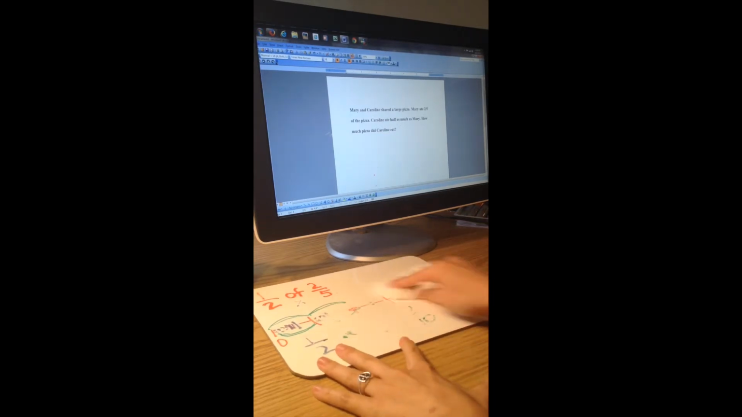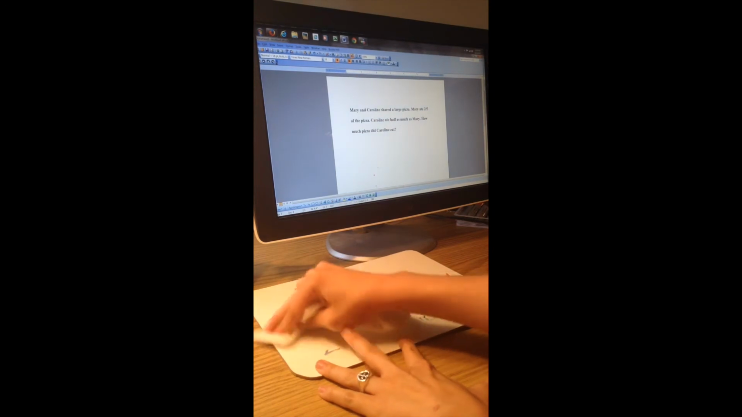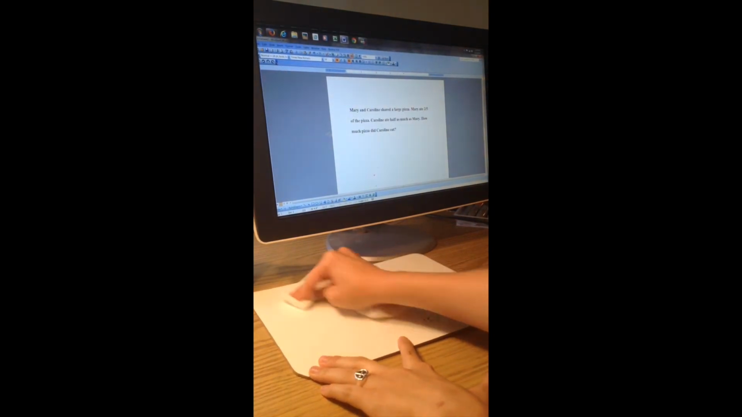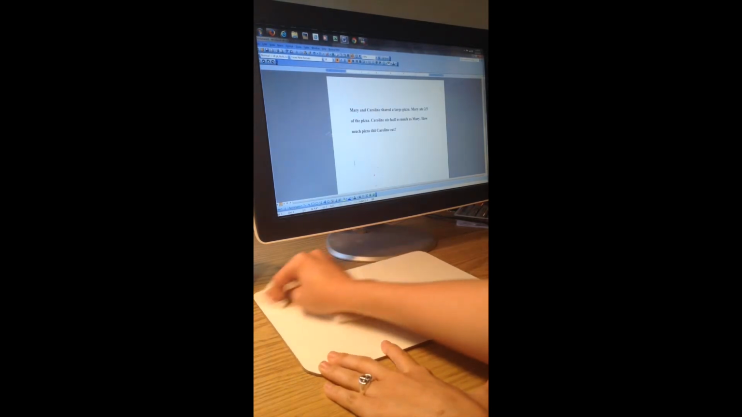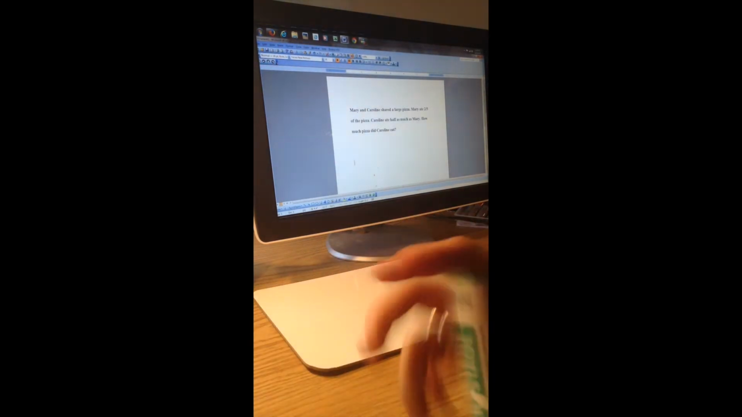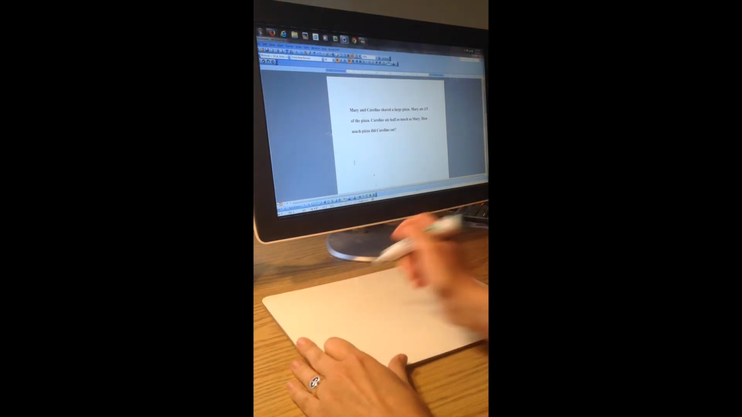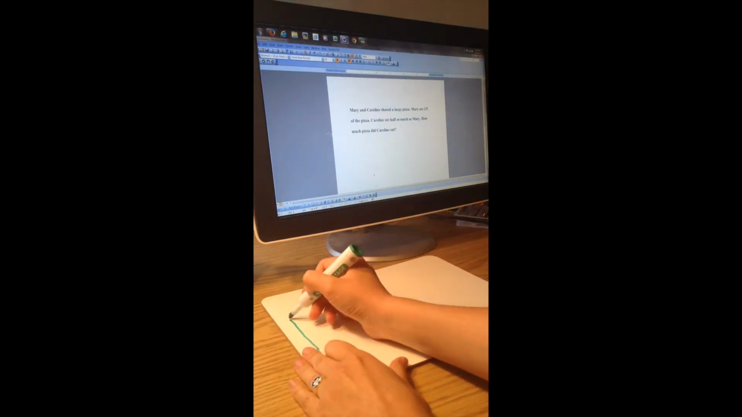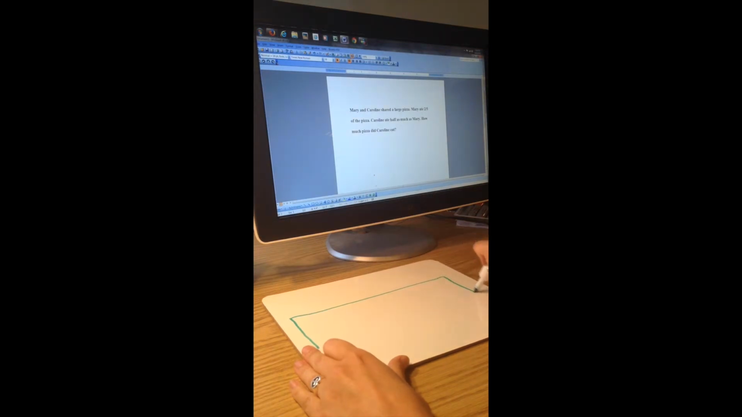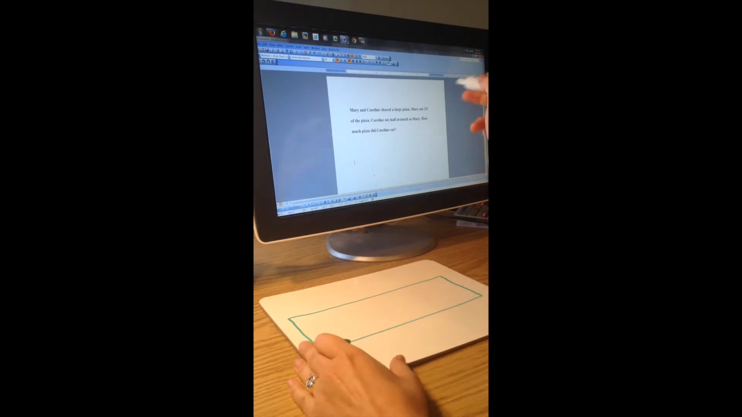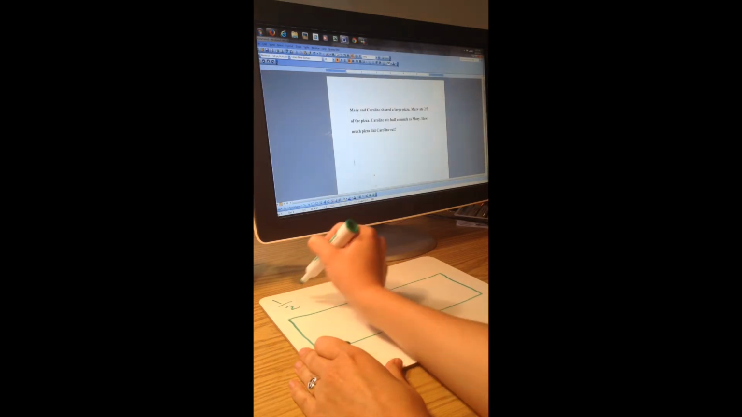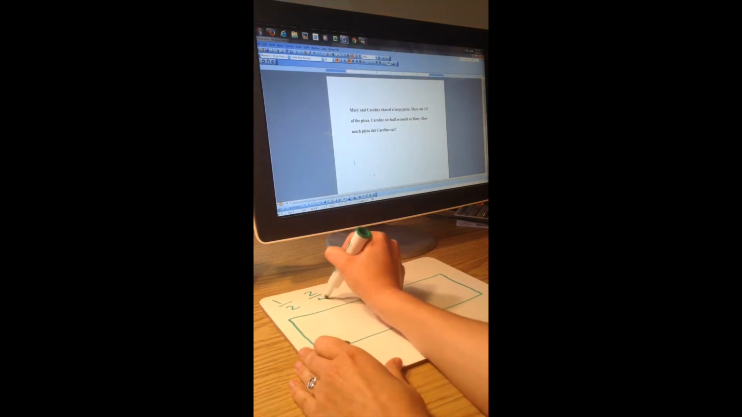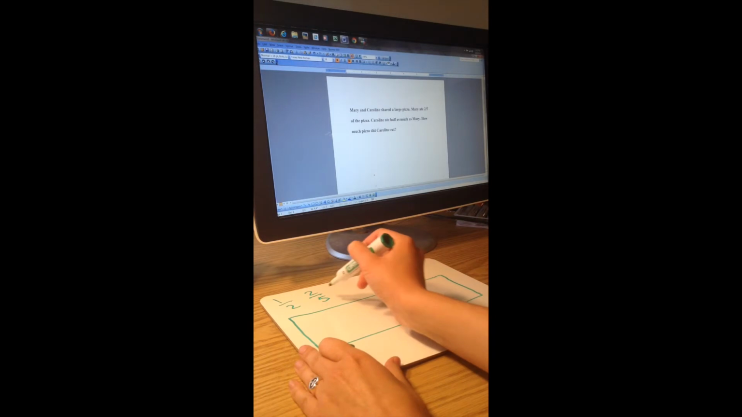Now, let's look at the same problem using an area model. For our area model, we'll draw a rectangle, and we have to have five parts.